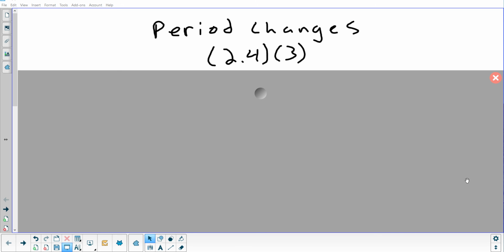Right, so the last transformation we're going to look at is called a period change. We looked at shifting up and down. That was one of them. Shifting left and right was another one. Stretching up and down. And now, period change is when we stretch or compress left and right.